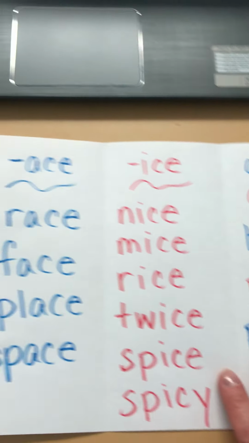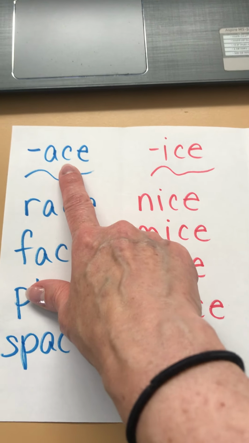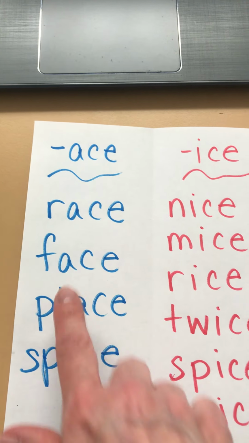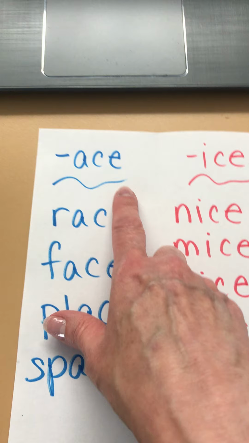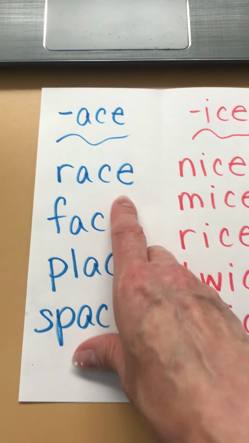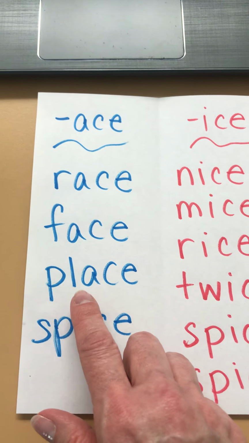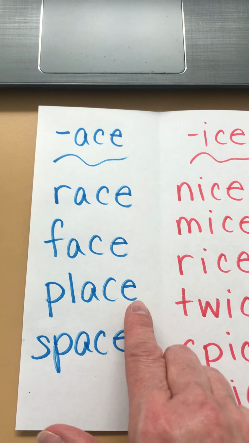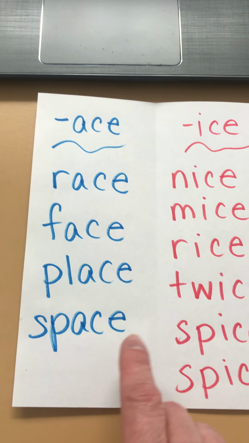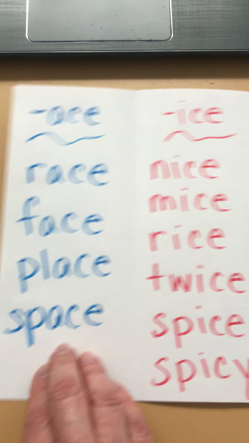Then we have some word families that have a S sound for the C, that soft sound. This is the ACE word family. So if you see an ace at the end of a word, you'll know it says ace. Okay? Like ace. Race. You can run a race. Ace. Face. You can wash your face. Ace. Place. Like sit in your place. And ace. Space. Like you can go to outer space in a rocket ship. So those are the ace word family words you should know.